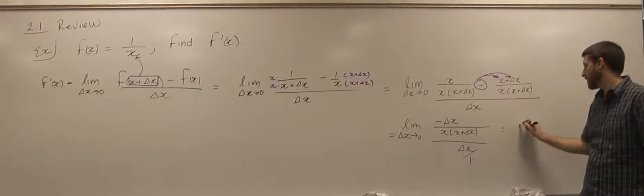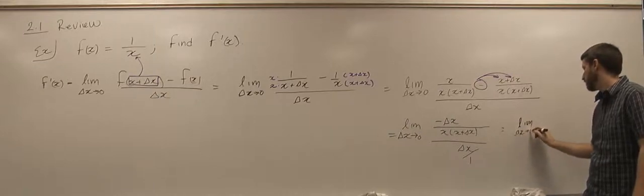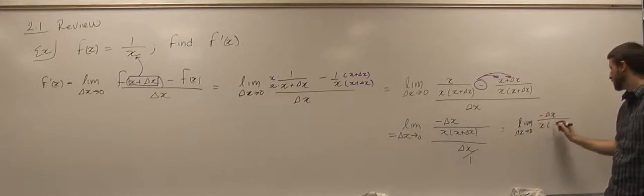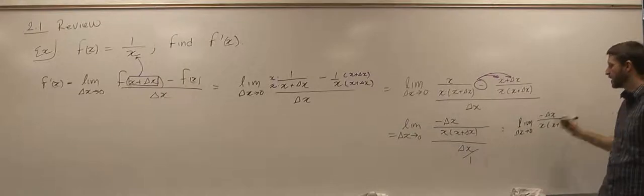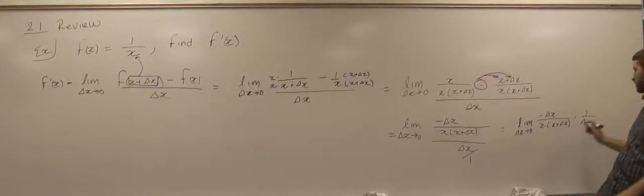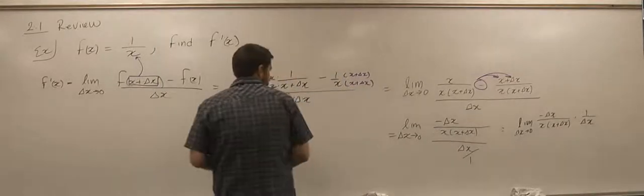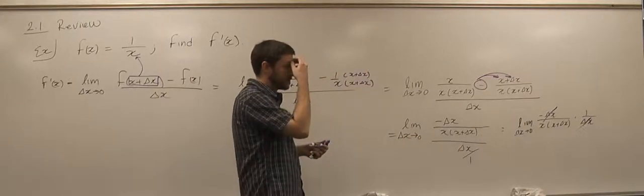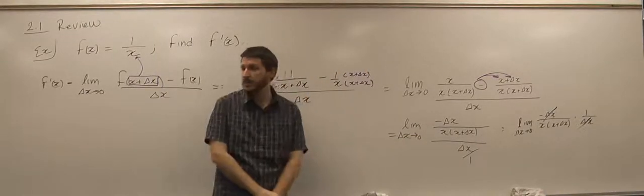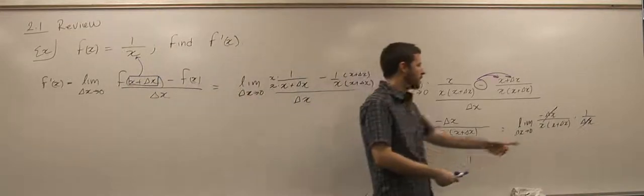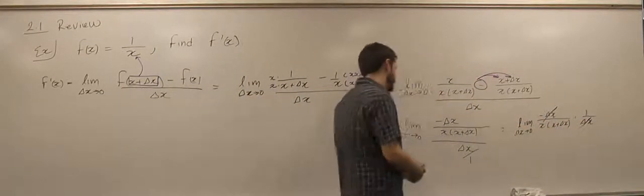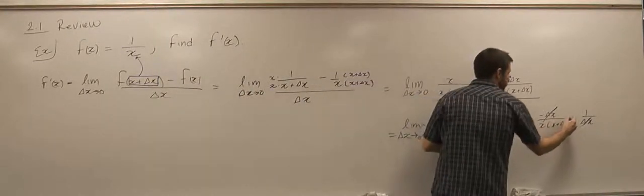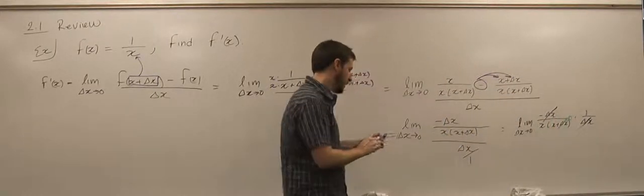So this will end up equaling the limit as delta x goes to 0. Keep this guy the same: negative delta x over x times x plus delta x, times 1 over delta x. And now you have a delta x on top, delta x on bottom. Look at it. Now that our delta x factor is gone on the bottom, we can just put in 0 for delta x. I'm running out of space, I'm just going to do it right here. Put in 0 for delta x here, and count what you're left with.